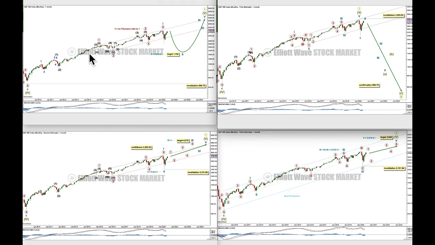But if we move the degree of labelling of this bull market all up 1 degree, then we get the first alternate monthly chart. Instead of primary 1, 2, 3, 4, 5, now we've got cycle 1, 2, 3, 4, 5. If that's the case, then there could have been the end of super cycle 5, which means grand super cycle 1 may have ended in February 2020 and an absolutely huge devastating bear market could have begun. We are considering all possibilities in this video today.